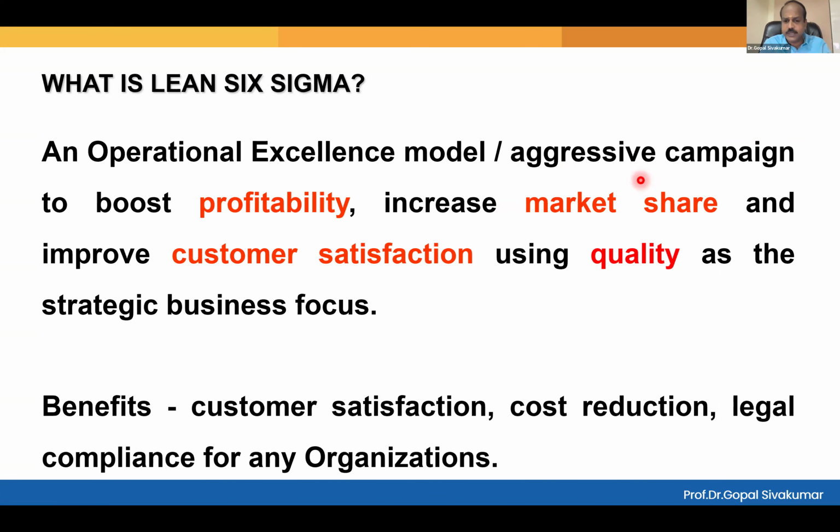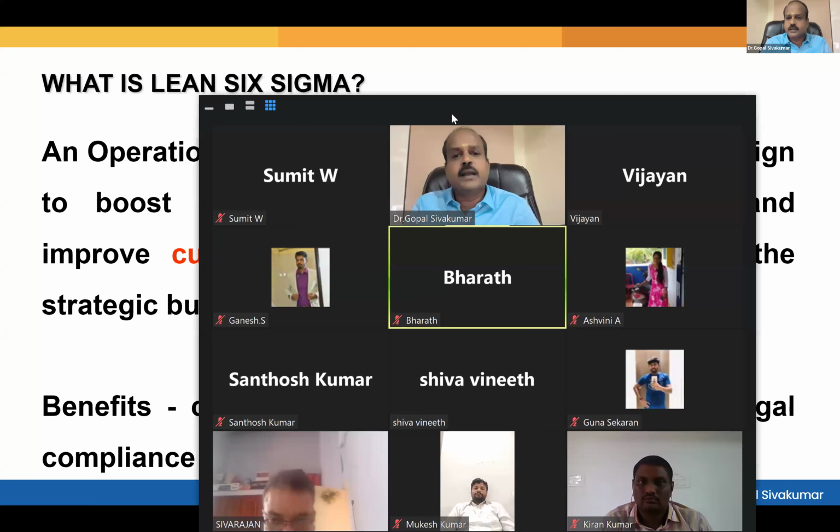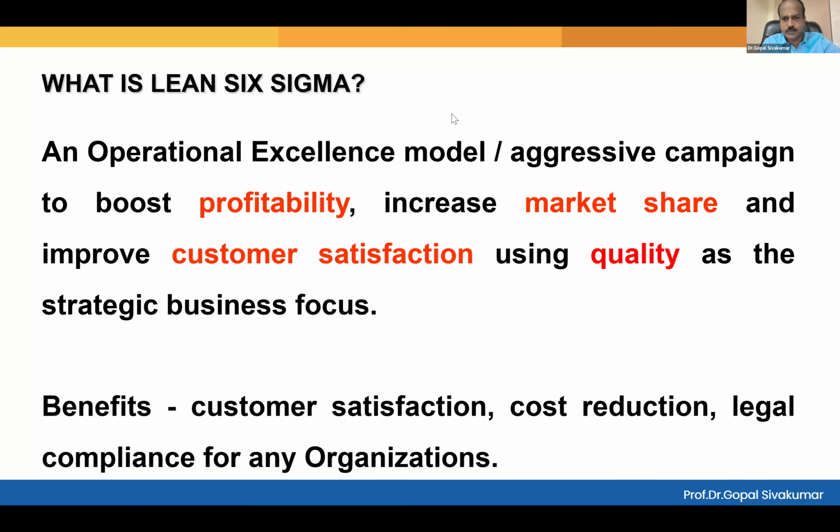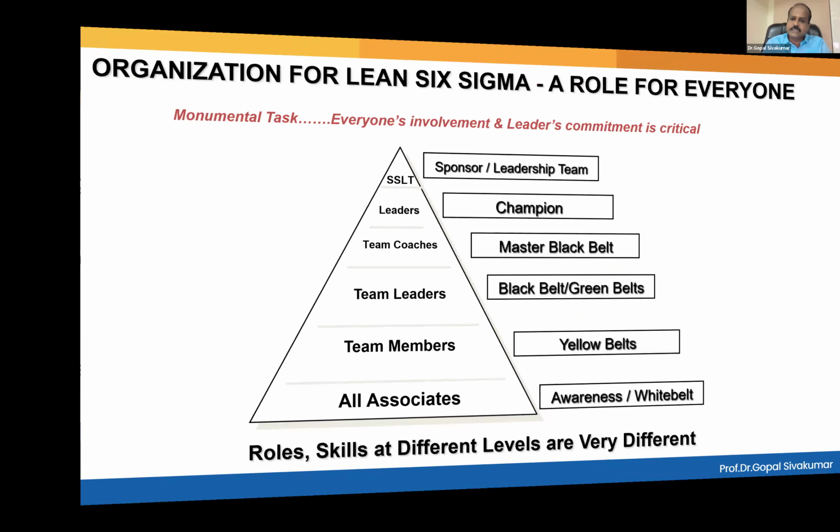So Lean Six Sigma is an operational excellence model, an aggressive campaign. Why do I say aggressive campaign? Everyone should participate now. Yes or no? If the requirement is big, just you and me cannot help a company. Everybody from security to CEO should participate in our campaign. And then our company will start progressing towards the destination. So the result will be profitability, market share, etc. All right. So now I hope all of you understand what Lean Six Sigma is.